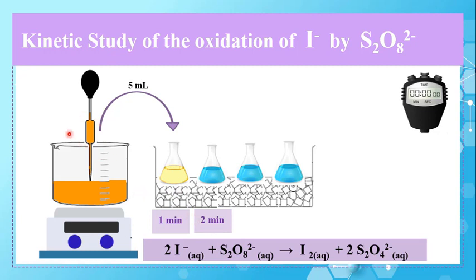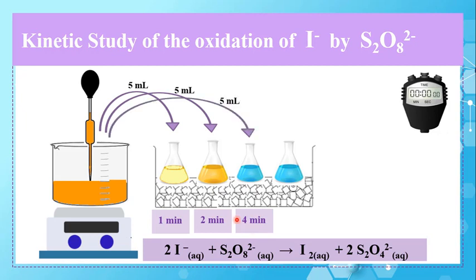At another instant, for example, t equal 2 minutes, I will repeat the same procedure. So with the same pipette, I will take another 5 milliliter from the mixture here that produces I2 and I will pour them in the next Erlenmeyer. The same procedure is repeated at another instant, which is 4 minutes, and 5 milliliter are taken from the mixture and poured in the Erlenmeyer, and for t equals 6 minutes, the same procedure is done.